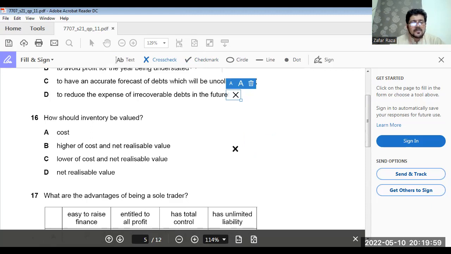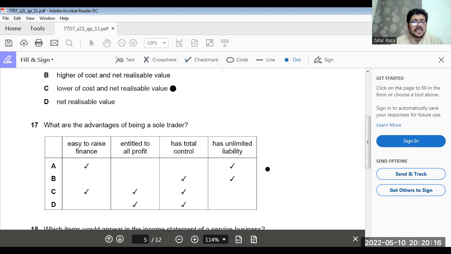How should inventory be valued? Cost, higher of cost or NRV, lower of cost or NRV, NRV. So what is the correct answer? We all know that according to IAS 2, we have to record lower of cost or NRV, which is lower. C option should be the answer.